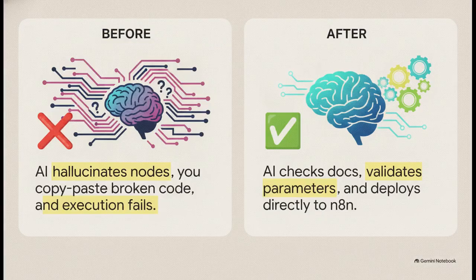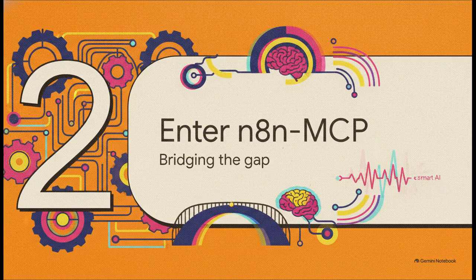So you end up with this frustrating before and after scenario. The old way? The AI hallucinates node parameters, makes you manually copy and paste totally broken code, and basically just leaves you to clean up the mess. But the new way completely flips the script. It transforms your AI from a guessing chatbot into a context-aware automation engineer. It actually reads the official docs, validates its own parameters, and deploys the working product straight to your instance. No more copy-pasting. Which brings us to Section 2.